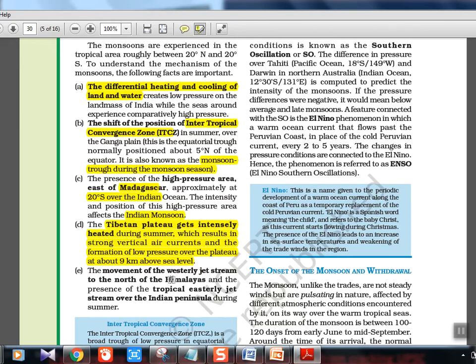The movement of the westerly jet stream to the north of the Himalayas and the presence of tropical easterly jet streams over the Indian peninsula. This is actually that same thing near that Mascarene High. When the wind is going, Somalia is there, Africa is there, there a jet stream is there, east to west, that is easterly. That tropical easterly is also adding to this monsoon effect. So that is the Somalian jet stream, which is not mentioned here, but that is actually a tropical easterly jet, which is also the Somalian jet stream because Somalia is nearby.